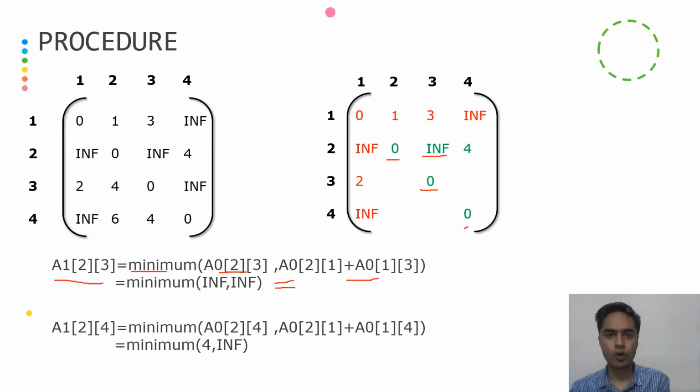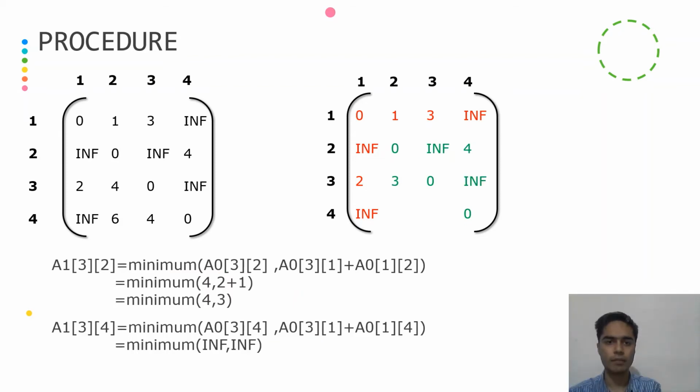Now for A1[2,4] we are going to consider the intermediate as 1. Here the value of A0[2,4] is 4, and now if we consider 1 as the intermediate, this value becomes infinity. So hence the minimum of these two, which is 4, is going to be inserted in this matrix. For element A1[3,2] the value of A0[3,2] is 4, and now if we consider 1 as the intermediate, this value becomes 3. So the minimum of these two values, which is 3, will be placed in the matrix.